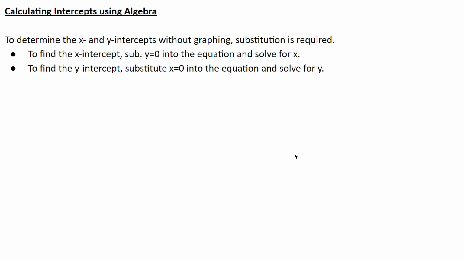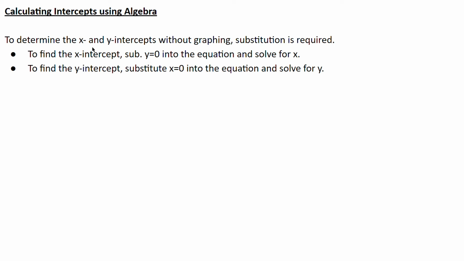Now we can calculate these intercepts using algebra. So in order to determine the x-intercept, we substitute y equals 0 into the equation and solve for x, because the x-intercept is the point where y equals 0. And to find the y-intercept, likewise, we substitute x equals 0 into the equation and we solve for y. Because in this case, this is the situation where x equals 0.